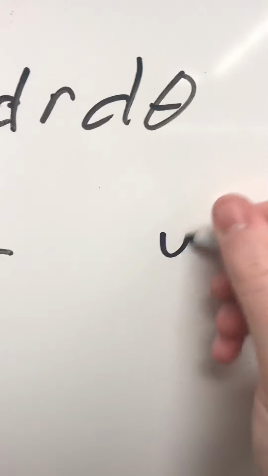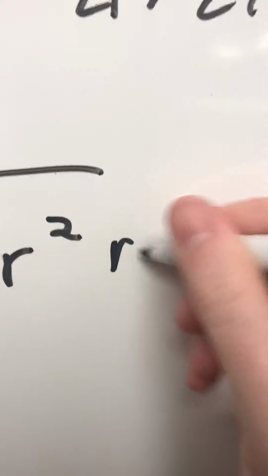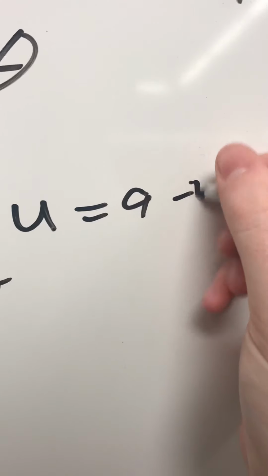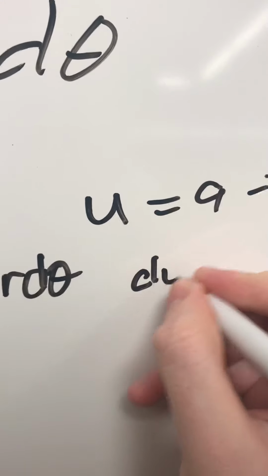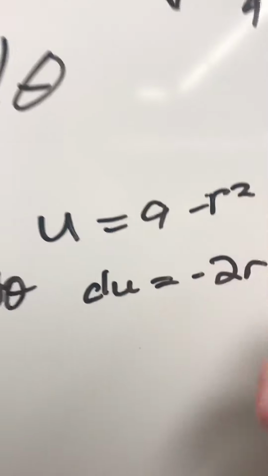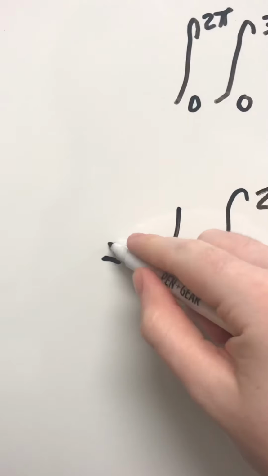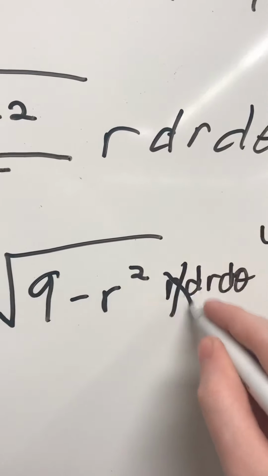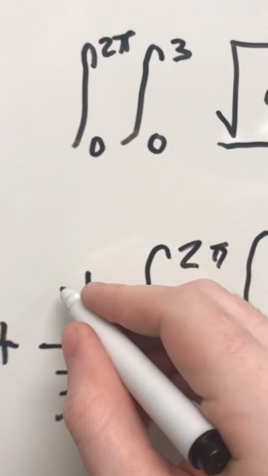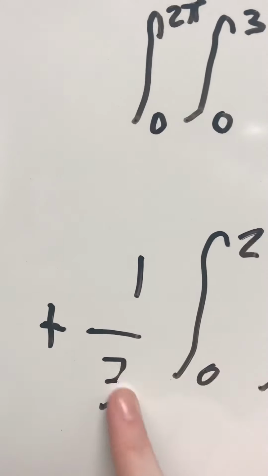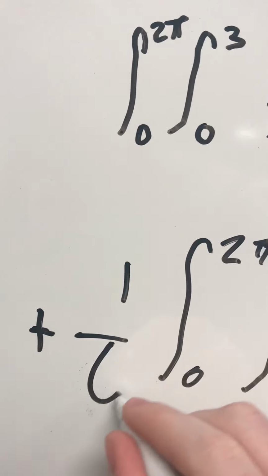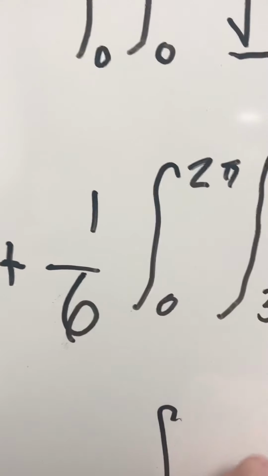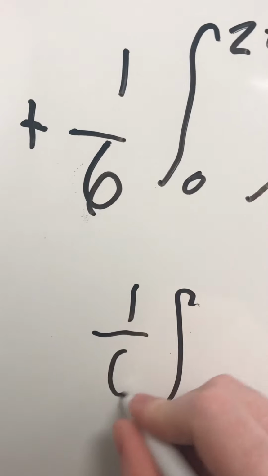And doing u sub, we have u equals 9 minus r squared, du equals negative 2r. So that's going to make this negative positive, and it's going to be getting rid of this r, and it's going to divide by 2, so this 3 becomes a 6. And all of that's going to be for our u.